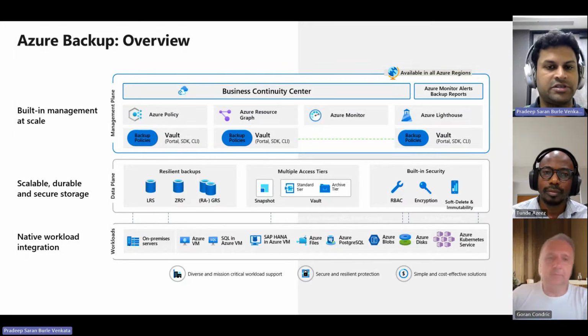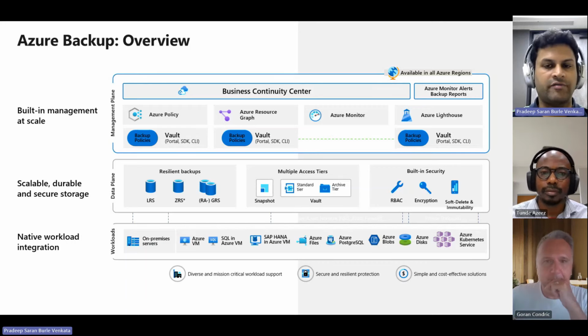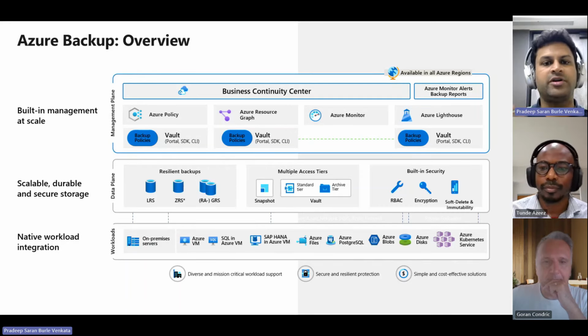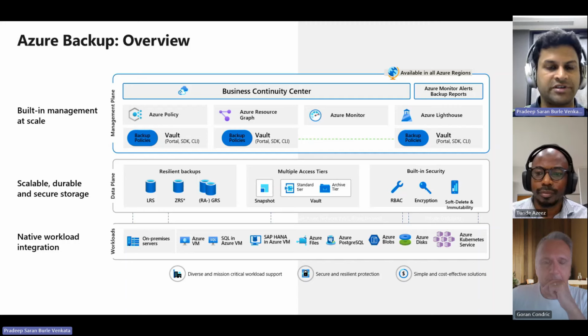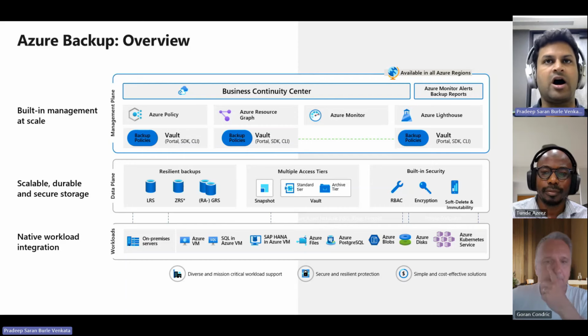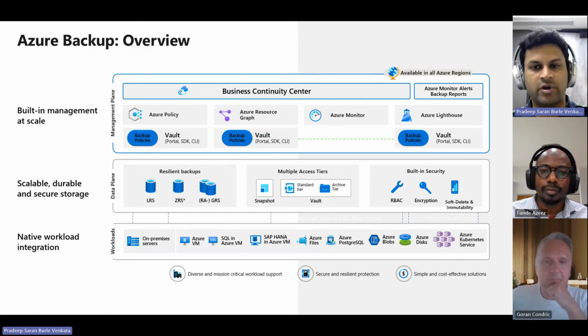In terms of scalability and resiliency, we have a concept called Recovery Services Vault, which is a completely isolated, air-gapped vault where we store the recovery points when we take the backup. You have multiple options there, where the customer gets to choose the type of resiliency they want, like LRS, ZRS, or RA-GRS. We also provide multiple capabilities for how they want to take the backup, whether they want to use the snapshot mechanism or the streaming way of backing up.